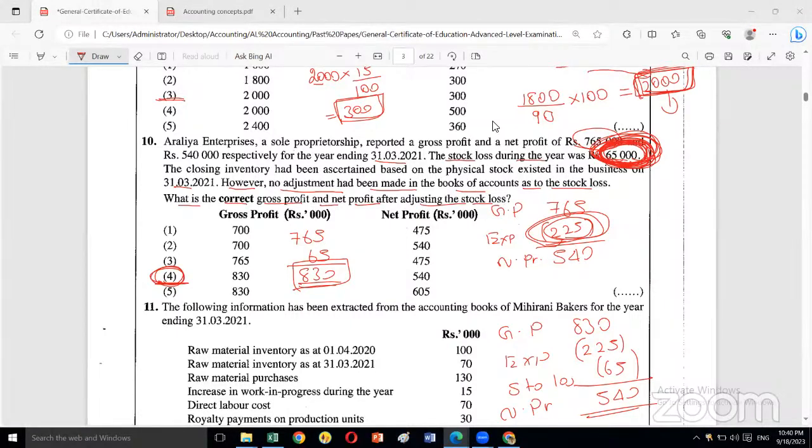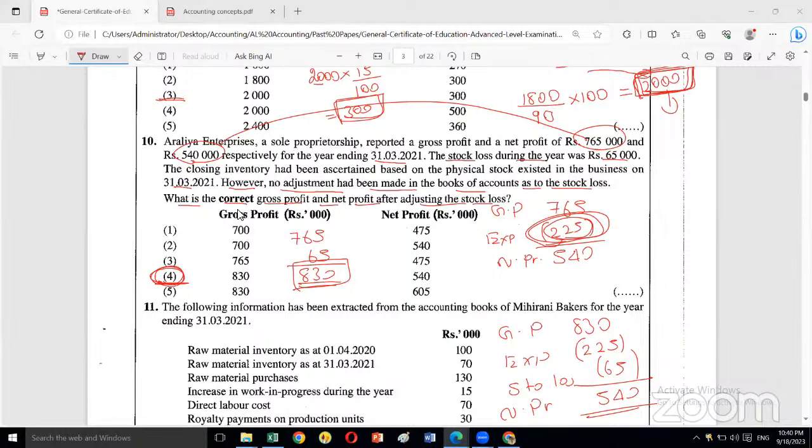So how did 225 come? 225 came from the difference between the gross profit and net profit. This is my net profit. This is my gross profit. The difference between these two is the expense. From gross profit, I have to minus the expense to become net profit. I got the expense: 765 minus 540. Is it clear? Can I move to the next part?